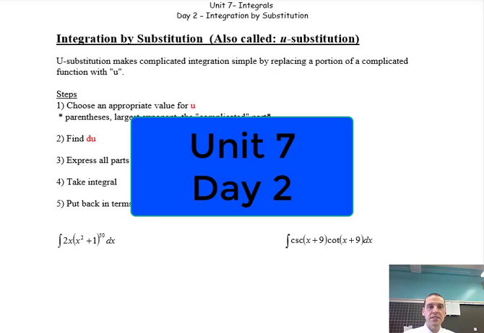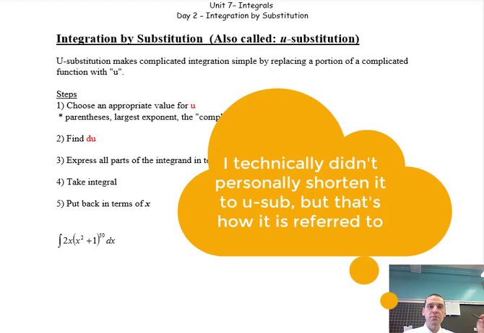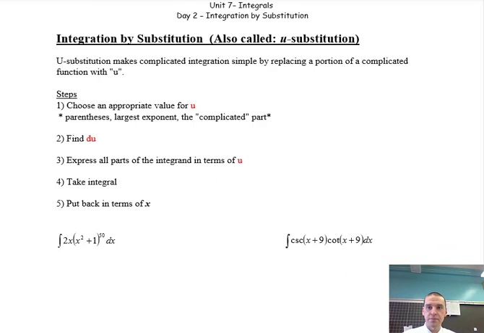Last class we did basic integration. Now we're going to go to integration by substitution, which is called U substitution, which I just shortened to U sub. U sub is the reverse of the chain rule that we did in derivatives.